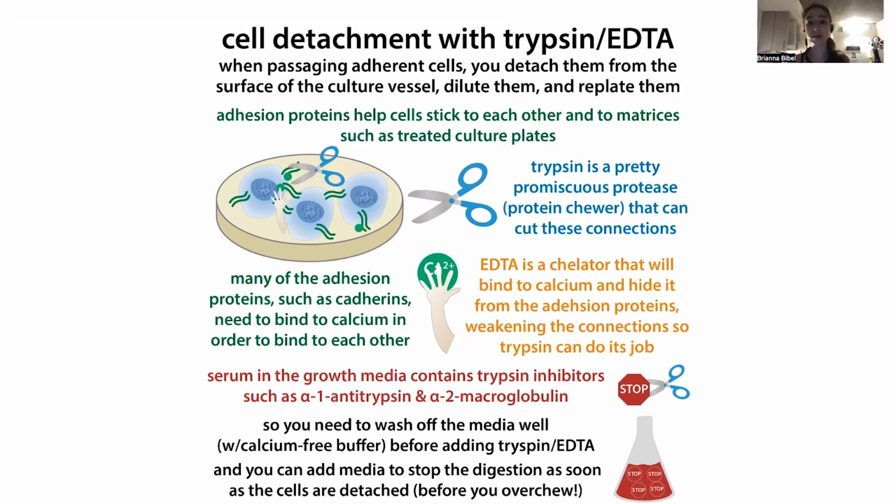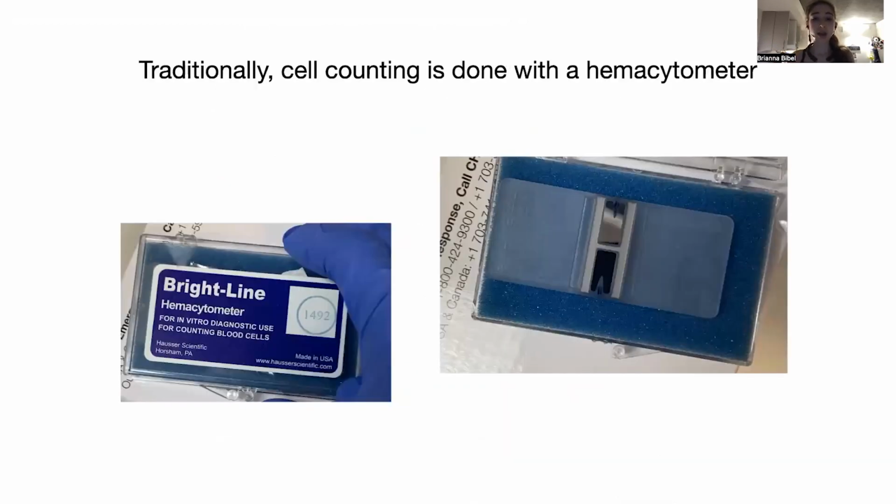And then once we've inhibited it, we spin it down and remove the trypsin and everything like that, and then we resuspend it in a bit of media. Now you have your cells resuspended in this media, and you can take a sample and count how many cells there are, and also get an idea of the viability of your cells, what percent of them are live, what percent are viable.